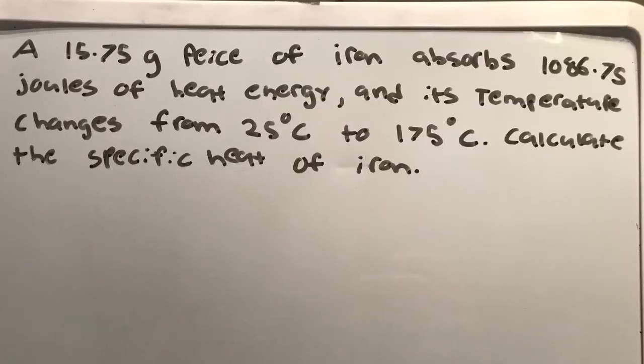Okay, so far this week we started to talk about how to calculate specific heat capacity. And what we're going to do today is break down the how, in terms of how to work through these problems. So we're going to work together on question number 1. The question says, a 15.75 gram piece of iron absorbs 1086.75 joules of heat energy, and its temperature changes from 25 degrees Celsius to 175 degrees Celsius. Calculate the specific heat capacity of iron.